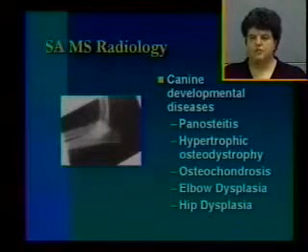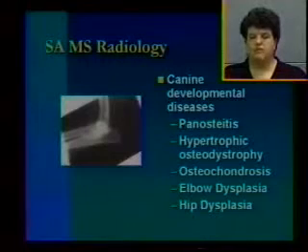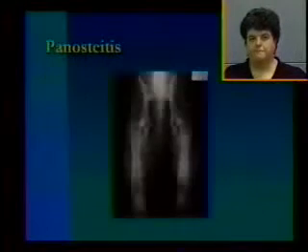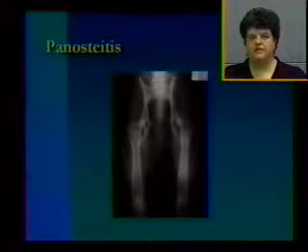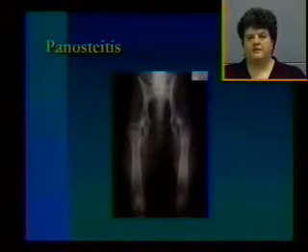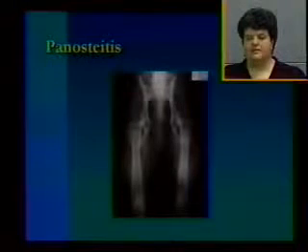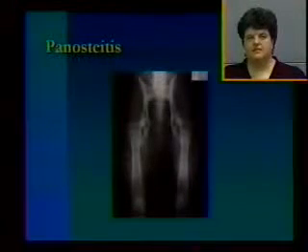I'm going to try and just touch on the important topics that may come up on the licensing exam. So this is a dog with panosteitis, and you can see in his left femur he has an increased medullary opacity when you compare it to the other side. This is a typical appearance of panosteitis.